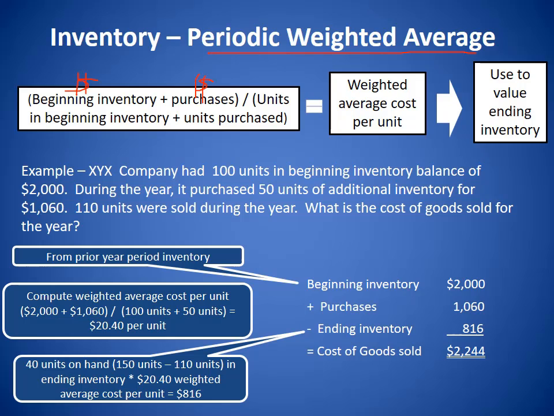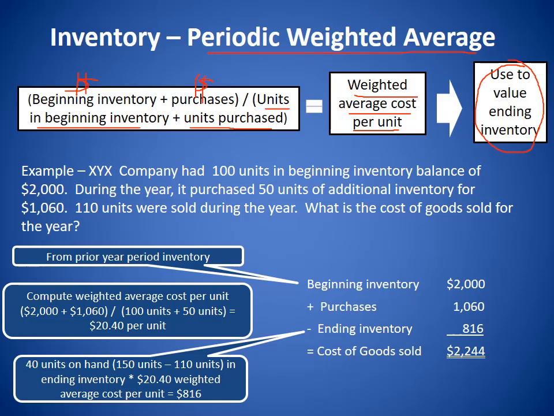We divide that, so we end up with the total value of beginning inventory plus our purchases during the year. We divide that dollar amount by the number of units in beginning inventory plus the units purchased during the year. This calculation then results in what we call the weighted average cost per unit. And we're going to use that weighted average cost when we take an inventory at the end of the year to value our ending inventory.